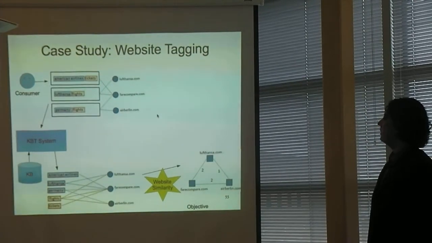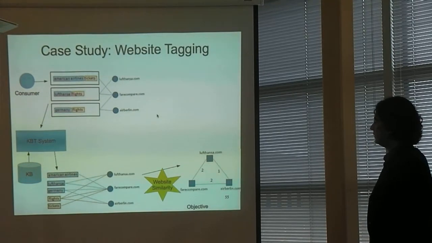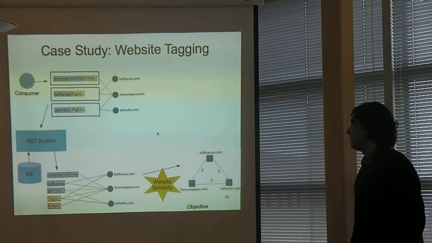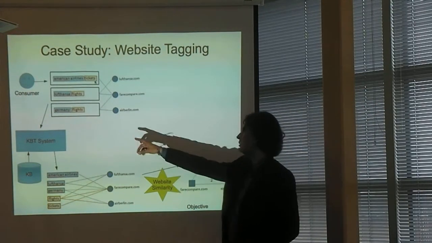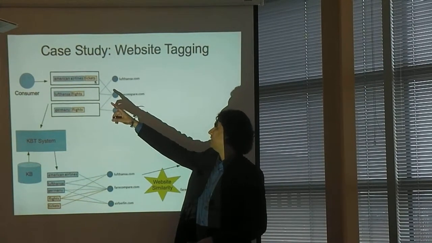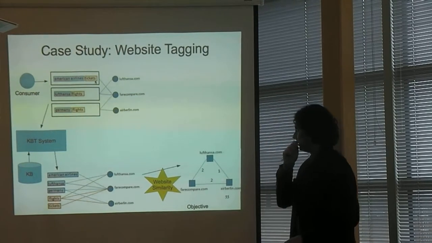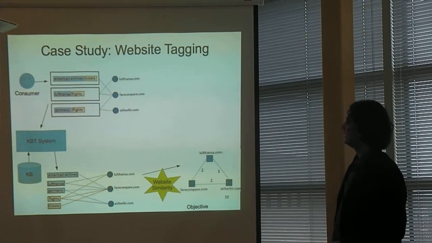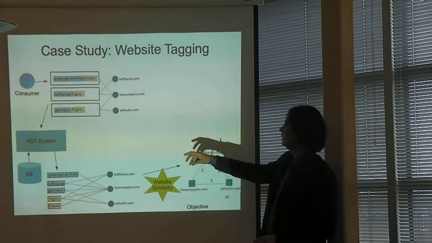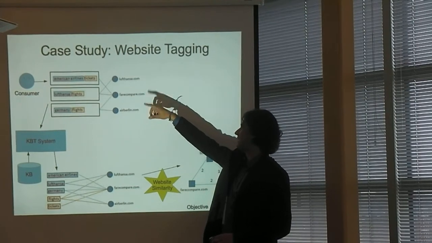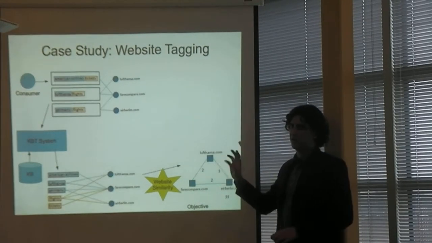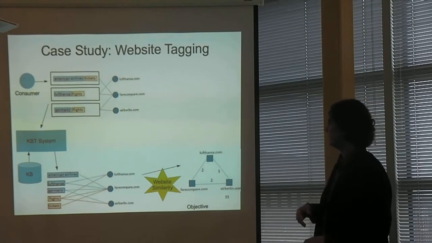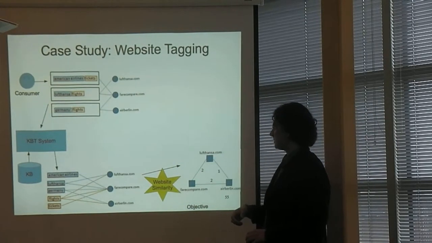And finally, the last case study is what we did in website tagging. We're looking at a search engine where users have keywords that then lead them to clicks on websites. The problem is there's often not a lot of context for disambiguation within the keywords themselves. What we want to do is to describe and classify these websites based on how related they are to each other. So we want to find all sites that are related to airplanes or all sites that sell CDs and so on. So we send these queries to the KBT system.